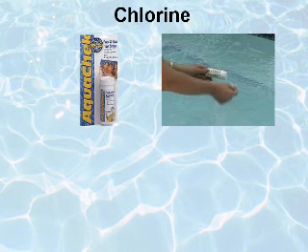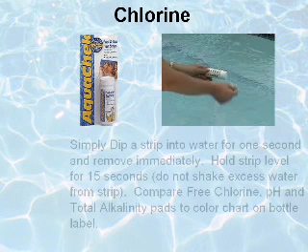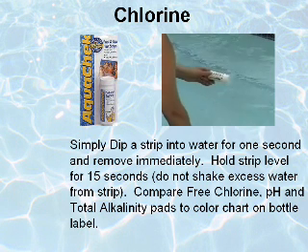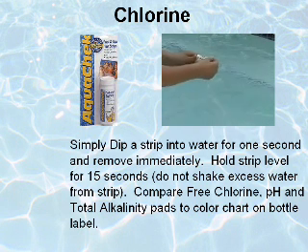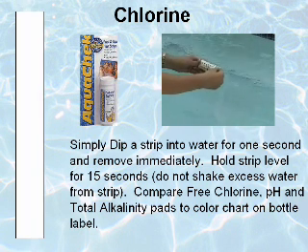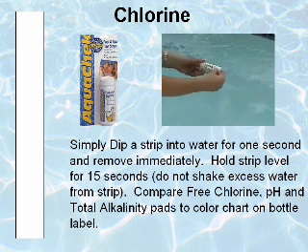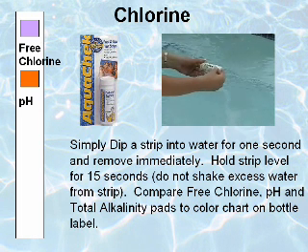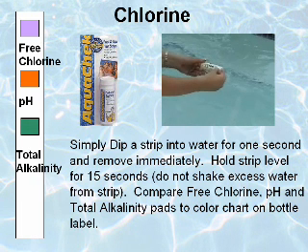AquaCheck Yellow Test Strips provide an easy and reliable method of testing. Simply dip a strip into the water for 1 second and remove immediately. Hold strip level for 15 seconds, then compare free chlorine, pH, and total alkalinity indicators to the color chart on the bottle label.